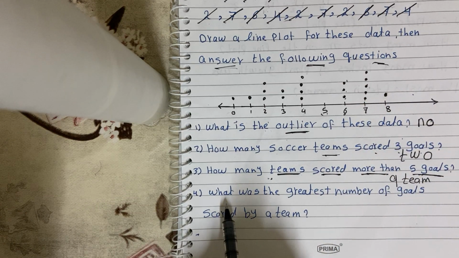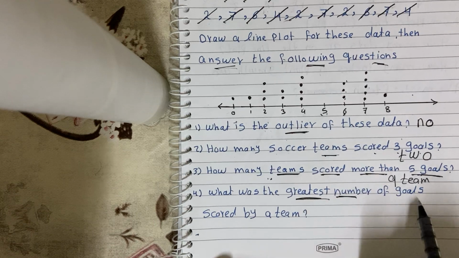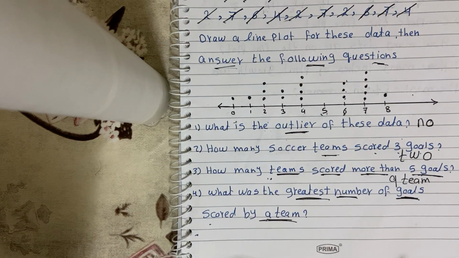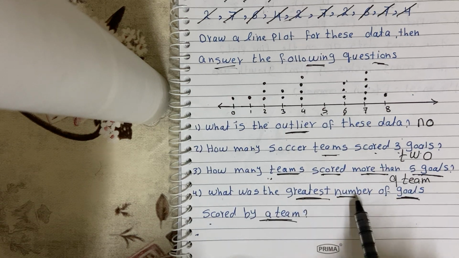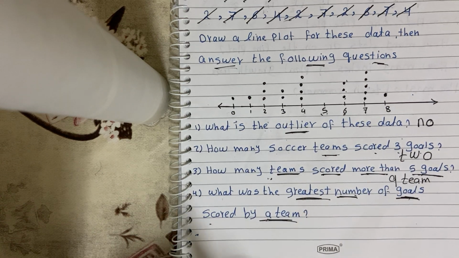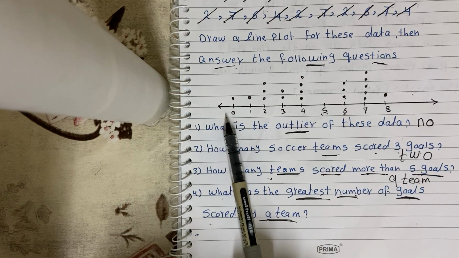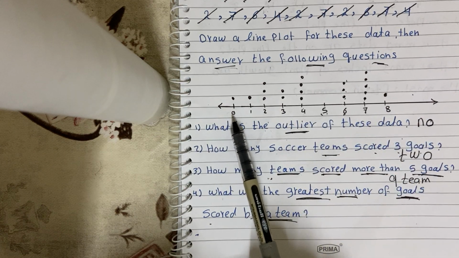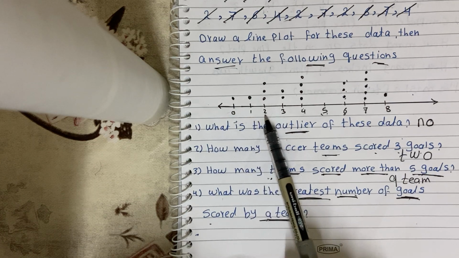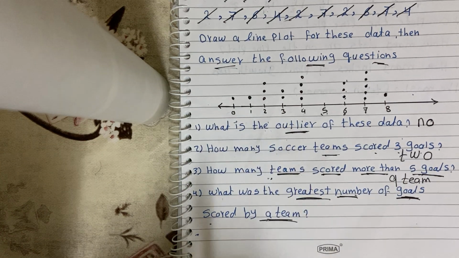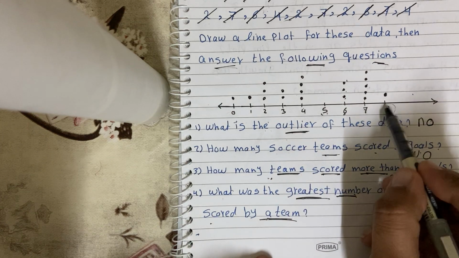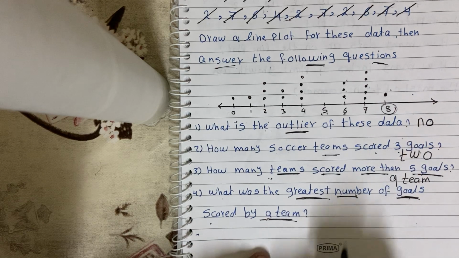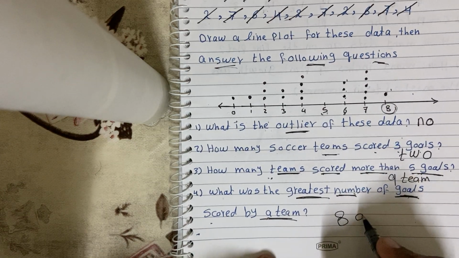What was the greatest number of goals scored by a team? I'm talking about the numbers here. Because here is 0 goals, 1 goal, 2 goals, 3 goals. So the greatest number of goals is 8 goals. Just one team scored 8 goals.